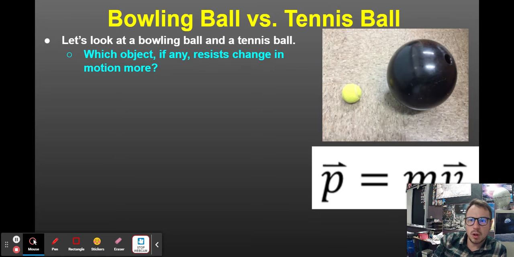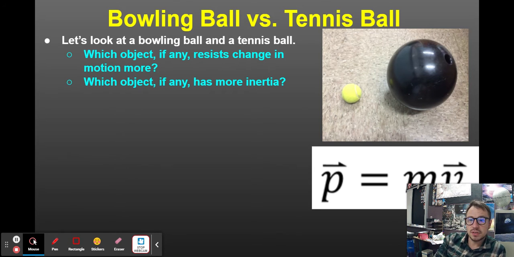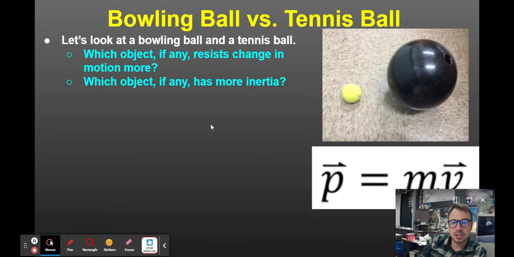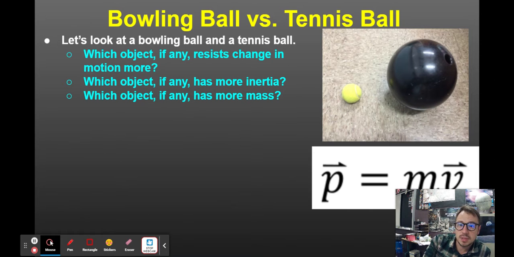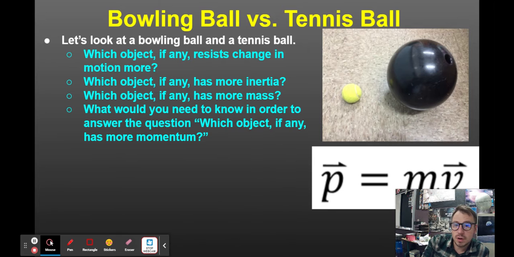So let's look at a bowling ball versus a tennis ball. Which of these objects is going to resist change in motion more? The one that's going to resist change in motion more is going to be the bowling ball. If you were to toss it back and forth, you would definitely feel that resistance more. Which object has more inertia? Well, we measure resistance to change in motion with inertia, right? And which object has more mass? These are all three the same questions, right? Resistance to change in motion is inertia, and we measure inertia with mass. So the bowling ball has more of all three of those.